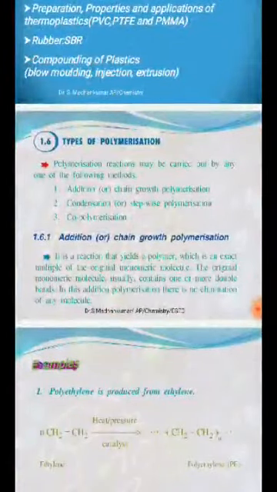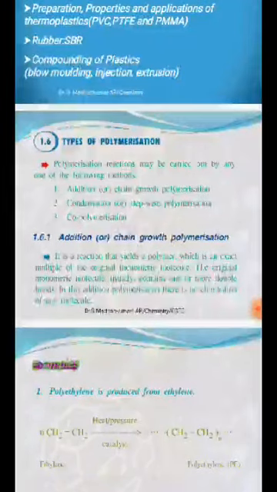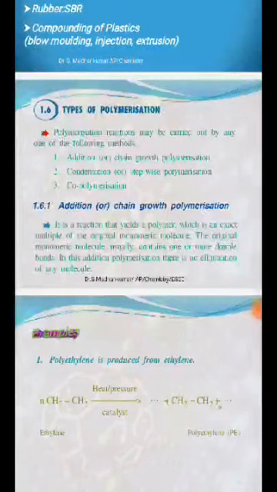Types of polymerization. Polymerization reactions may be carried out by any one of the following methods: addition or chain growth polymerization, condensation or step-wise polymerization, and copolymerization. First one, addition or chain growth polymerization. It is a reaction that yields a polymer which is an exact multiple of the original monomeric molecule. The original monomeric molecule usually contains one or more double bonds. In addition polymerization, there is no elimination of any molecule.